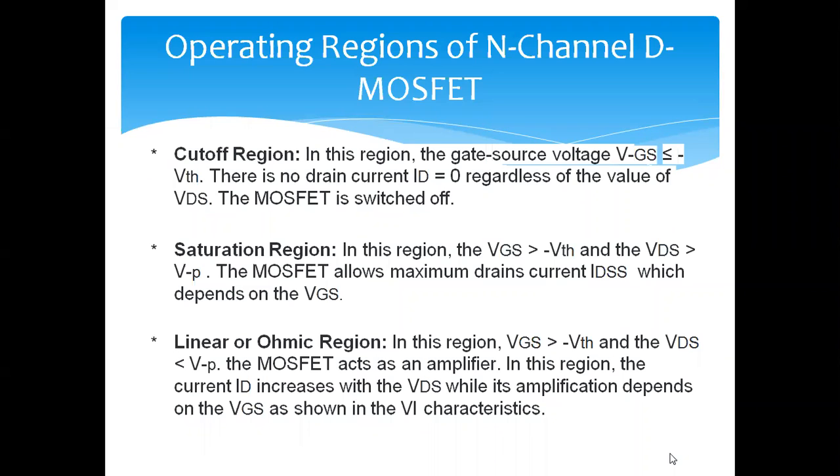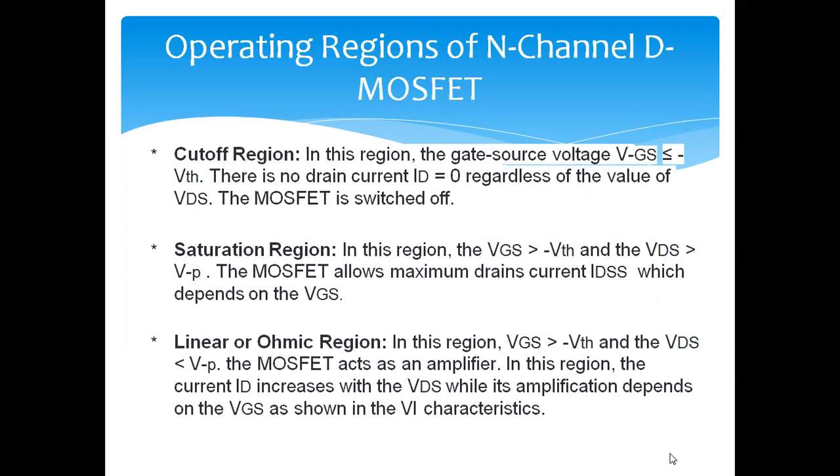The MOSFET acts as an amplifier in this region. The current ID increases with the VDS while its amplification depends on the VGS, as you are aware from the VI characteristics. Why is it called an ohmic region or linear region? As VGS increases, ID also starts increasing. That means there is some sort of linear relation between VDS, VGS and ID. That's why it is called the linear or ohmic region.